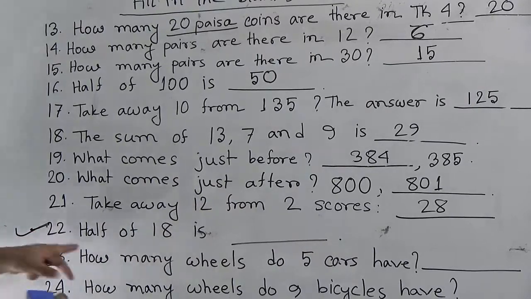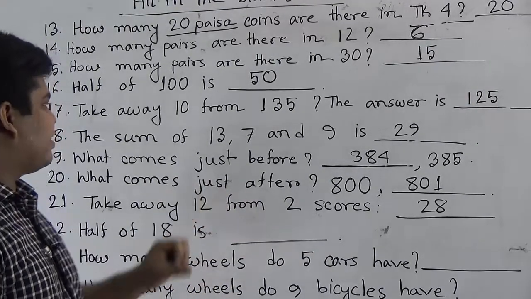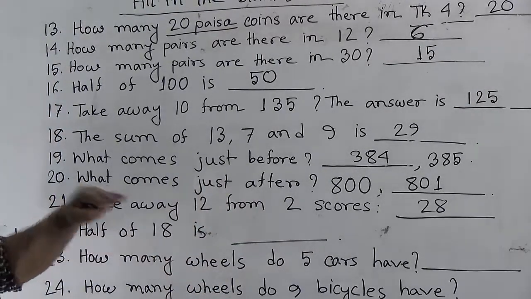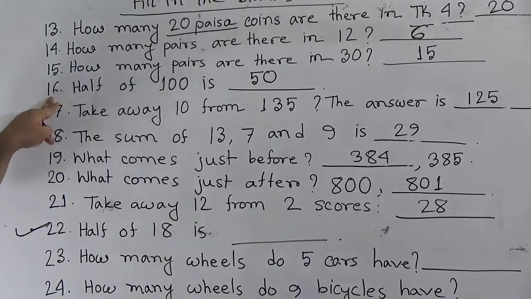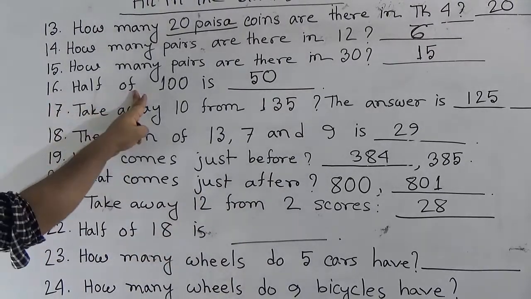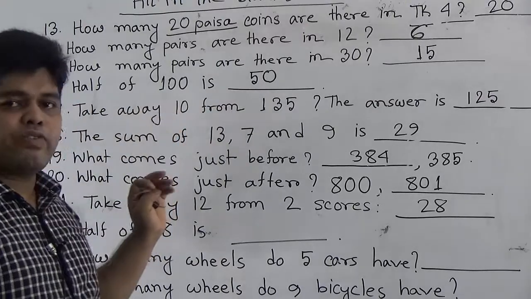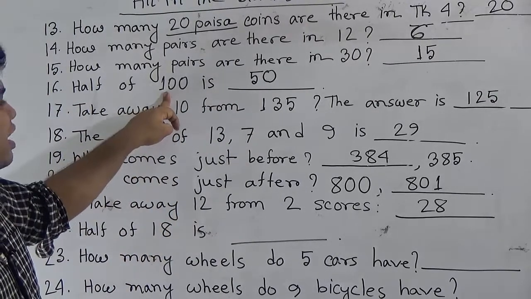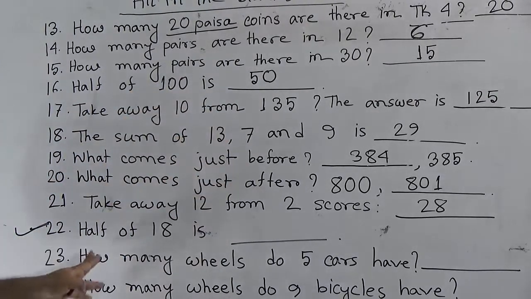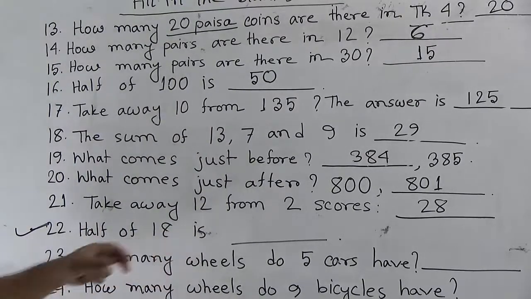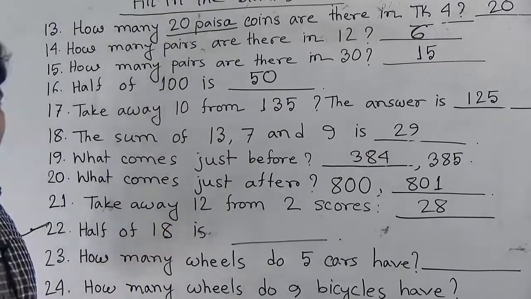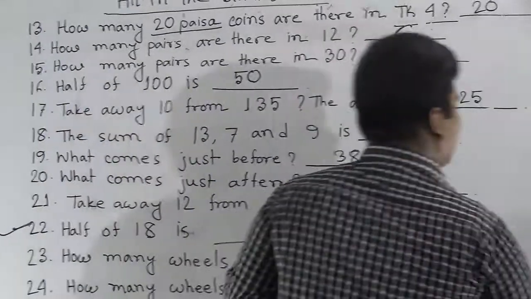Next question. Half of 18 is what? My dear students, we shall solve a similar type of math in question number 16. That means half of 100 is 50. How can we find out the answer? We divide this 100 by 2 and we get the answer. Just like this, half of 18. That means we divide 18 by 2 and we get the answer.